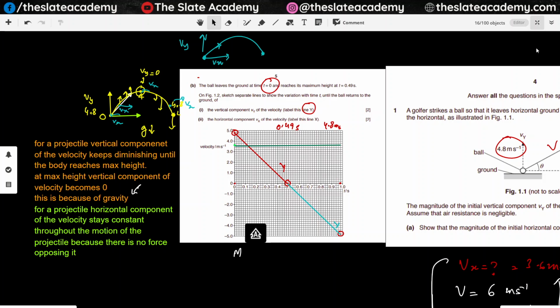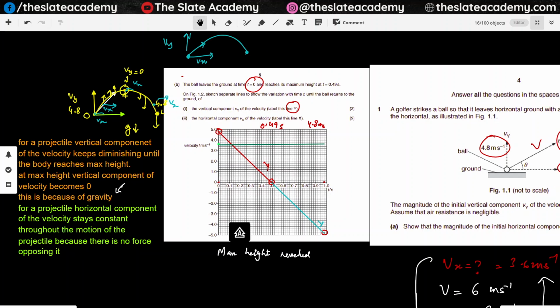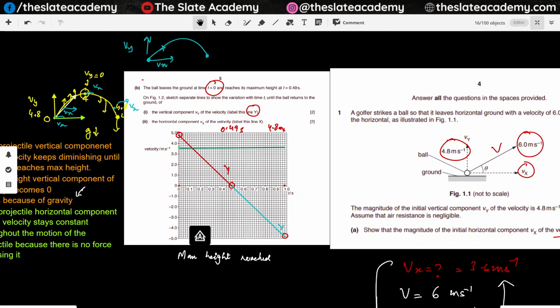So max, just hold on for a second. If you say maximum height is 0, it means the body never leaves the ground. You're close, you're just mixing one thing up. Maximum height can't be 0.